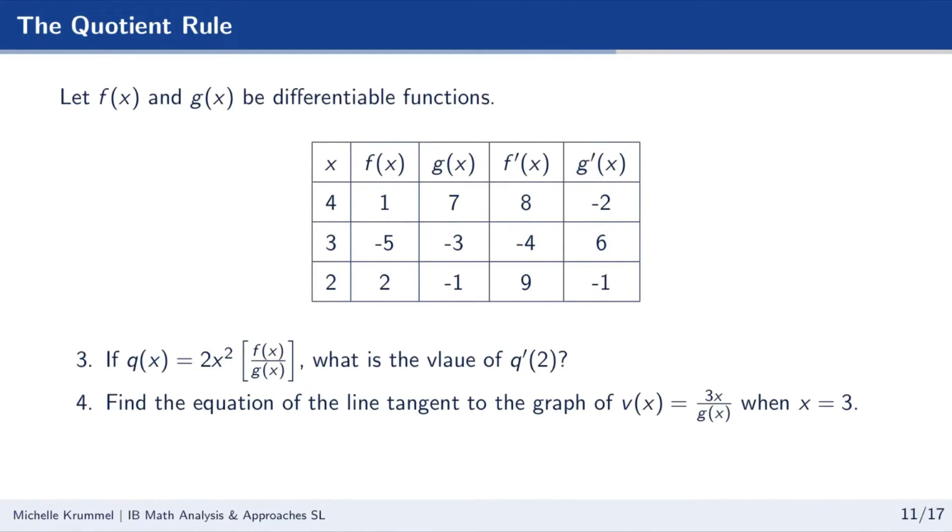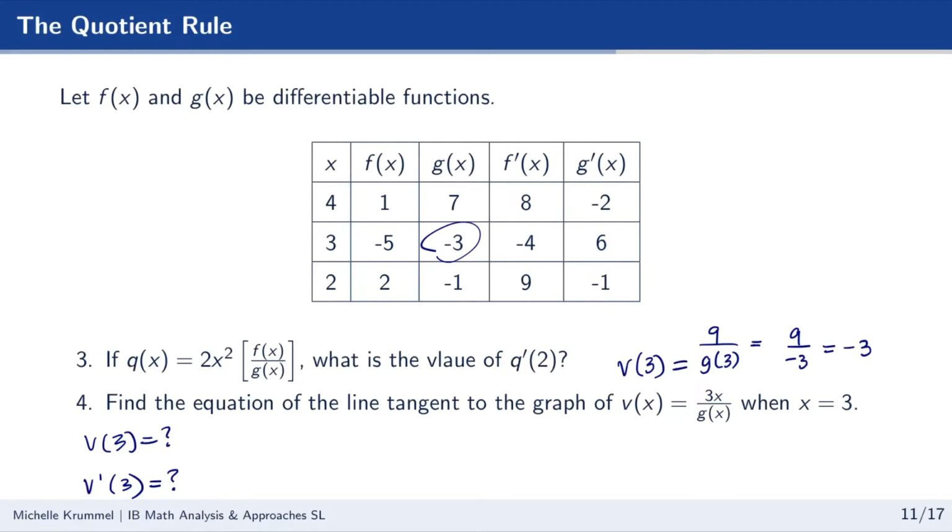The equation of the tangent line to V, we need to know V of 3 and V prime of 3 so that we can write our tangent line equation. So for V of 3, we're simply going to substitute 3 in for x. 3 times 3 is 9 over g of 3. g of 3 is -3. So we've got 9 over -3 or -3. So V of 3 equals -3. That's one thing we need to know for our tangent line equation.